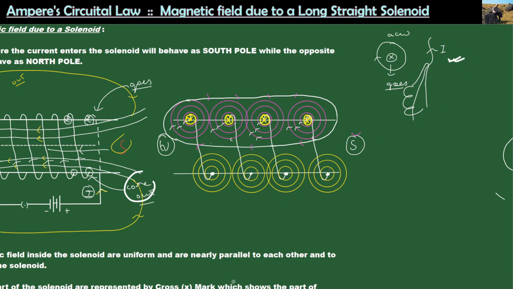When you use your right hand thumb rule, since the current from the lower part is coming out, it will be in the clockwise direction. That will be your direction. Even for this one, it will be in that direction, the clockwise direction. It will come from here.